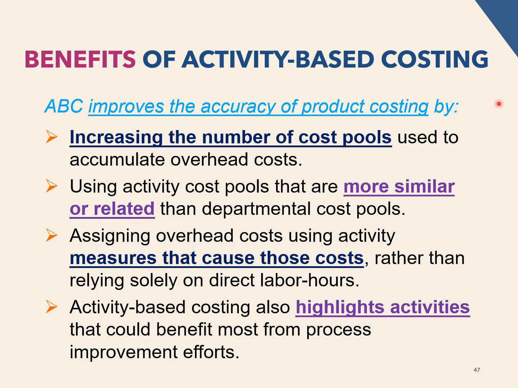In summary, ABC improves the accuracy of product costing by increasing the number of cost pools used to accumulate overhead costs, using activity cost pools that are more similar or related than departmental cost pools, and assigning overhead costs using activity measures that cause those costs, rather than relying solely on direct labor hours or machine hours. Activity-based costing also highlights activities that could benefit most from process improvement efforts.